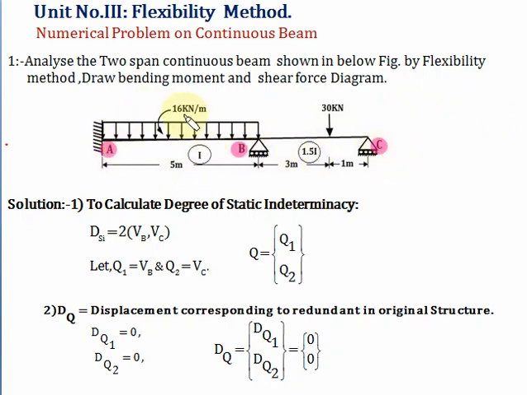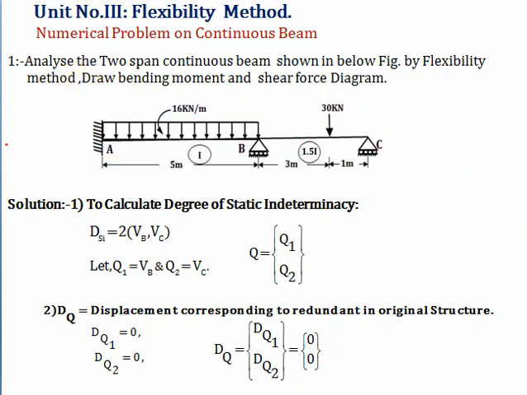Now the member AB is loaded with a uniformly distributed load of 16 kN per meter. The length of member AB is 5 meter and moment of inertia is I. The member BC is loaded with a point load of 30 kN at a distance of 3 meter from support B, and the total length of member BC is 4 meter and moment of inertia of member BC is 1.5 I.